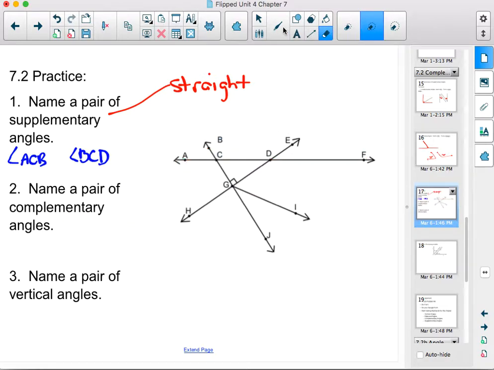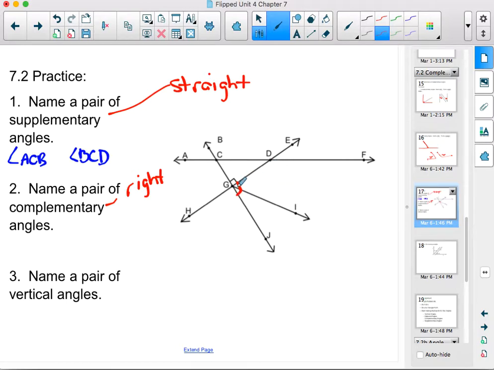Next question asks for a pair of complementary angles. Now I'm looking for complementary, so I'm looking for a right angle to start. And I'm going to look for a right angle that is split by a ray into two smaller angles. So I can see this box right here that tells me that angle CGD is a right angle. That tells me that all four of these angles, CGD, CGH, HGJ, and JGD, are all right angles. I'll put a little box there to prove it.